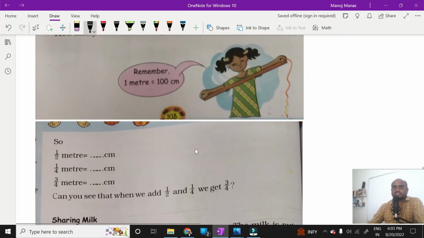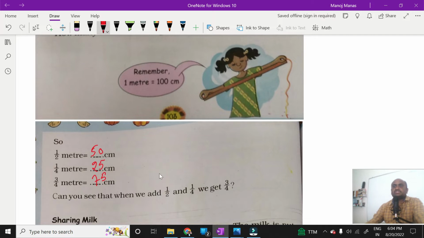And again ask the same question. So half meter is equal to 50 centimeters. We can write the answer straight away here, 50 centimeters. And 1/4 meter is equal to 25 centimeters. 3/4 meter is equal to 75 centimeters. I told you in the last class only, 1 by 4 plus 1 by 4 plus 1 by 4 is equal to how much? 3 by 4. So it is now 75 centimeters.